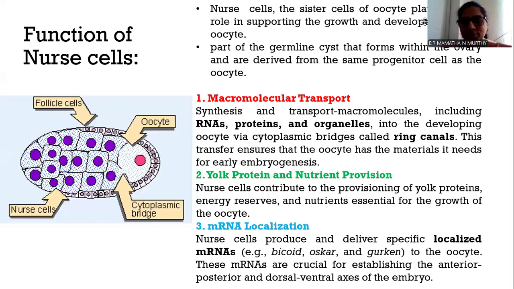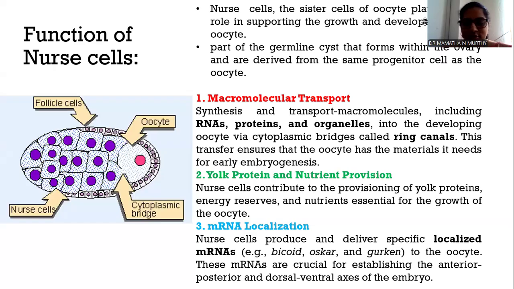So these nurse cells contribute to the provisioning of proteins, energy reserves, and nutrients, which are essential for the growth of the oocyte. They are also involved in mRNA localization, for the morphogenic mRNAs like bicoid, oskar, and gurken. These are the mRNAs which place themselves in a particular region for further expression, even after fertilization, to make the protein gradient. This localization of mRNA is also taken care of by nurse cells.